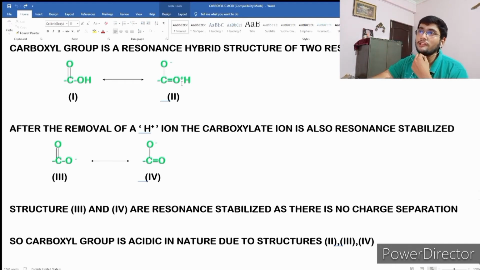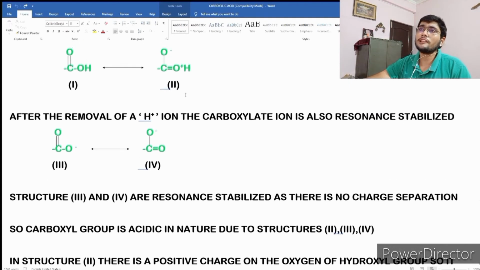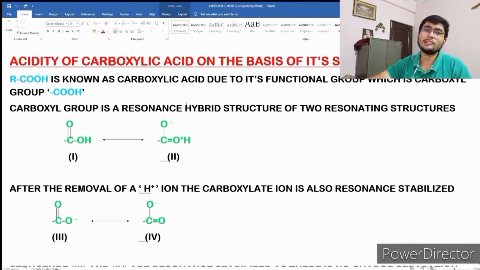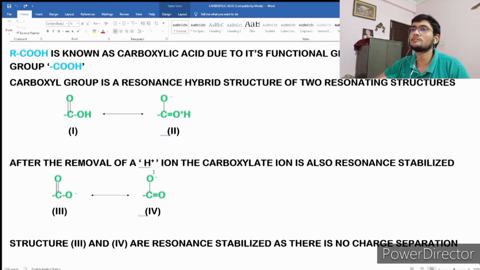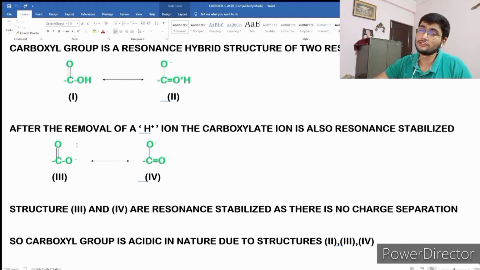So when its electronegativity increases, it will attract the sigma bonded electrons of oxygen and hydrogen. So the bond between oxygen and hydrogen will get weak. A weak bond results in easy removal of the H plus ion. Since the carboxyl group can easily remove the H plus ion, it means it is a good acid. So this is how you can explain how the carboxylic group is acidic in nature on the basis of its structure. You can explain it from here, or you can explain it from the stability of the conjugate base as well.